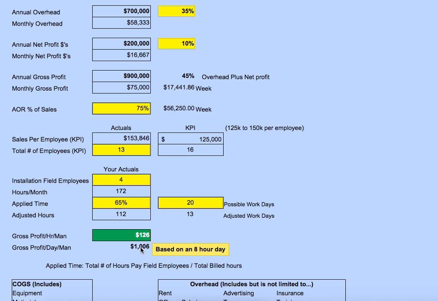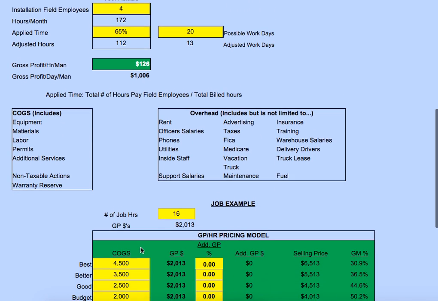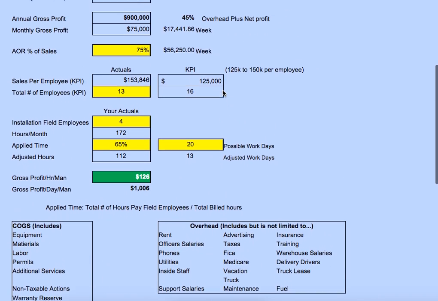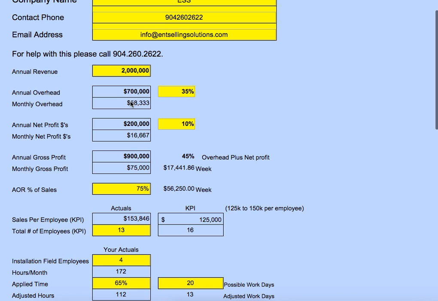Okay. Now I've added a few things in here to explain the difference between overhead and cost of goods sold. So cost of goods sold are going to be equipment, materials, labor, permits, any kind of additional actions you're going to do, like cranes. These are non-taxable actions, like maybe a permit. Perhaps your warranty reserve will be in there. Where overhead is rent, officer salaries, phones, utilities, inside staff, advertising, insurance, training, vacation, truck maintenance, truck lease, fuel. All of those things are in your overhead, which is up here in this number right here, this 58,000 a month.